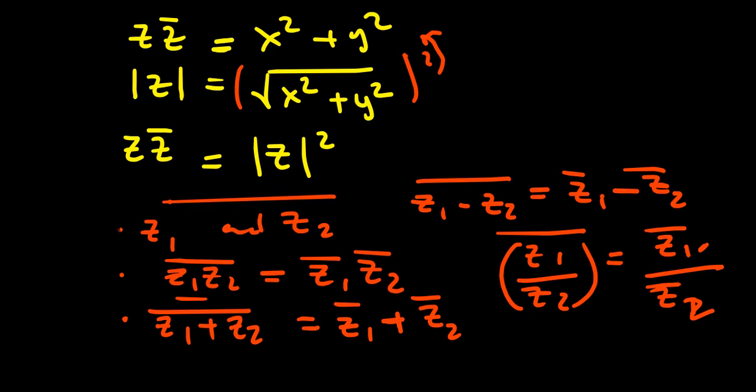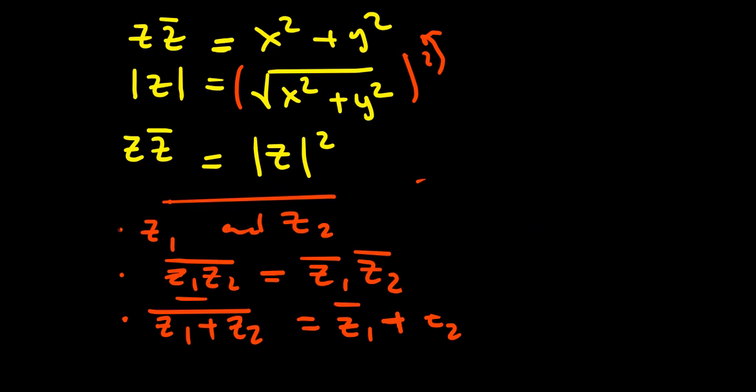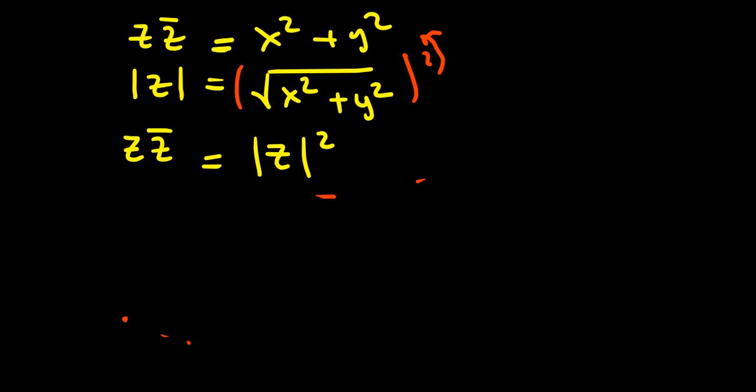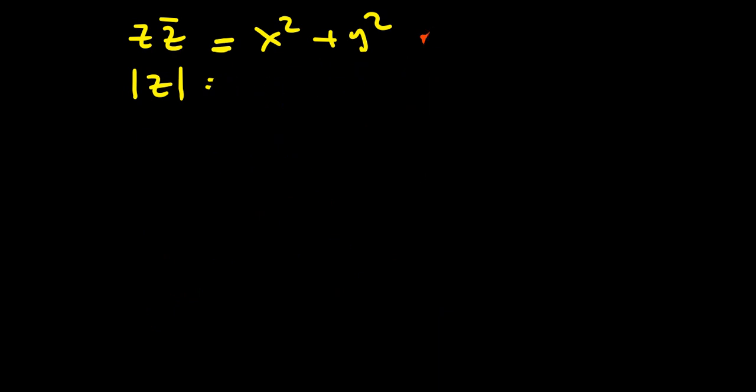Now we can look at an example on the modulus part, just the modulus part. We have the complex number z equal to 1 minus 6i. If we have this complex number, then we are told to find the modulus of this complex number z.